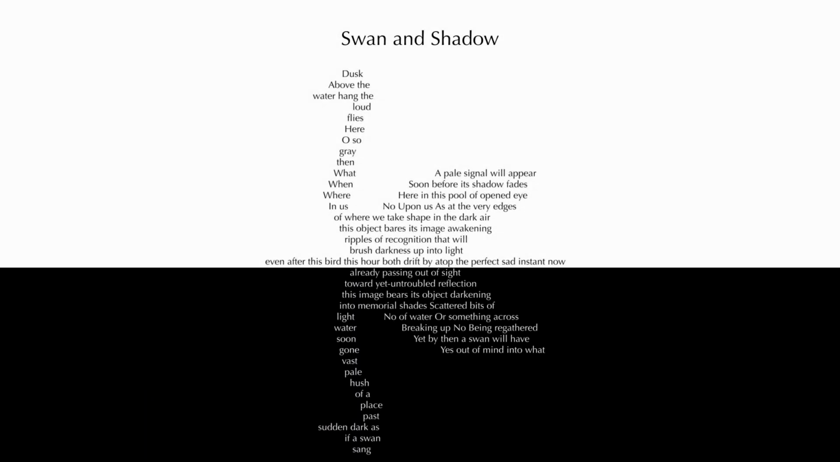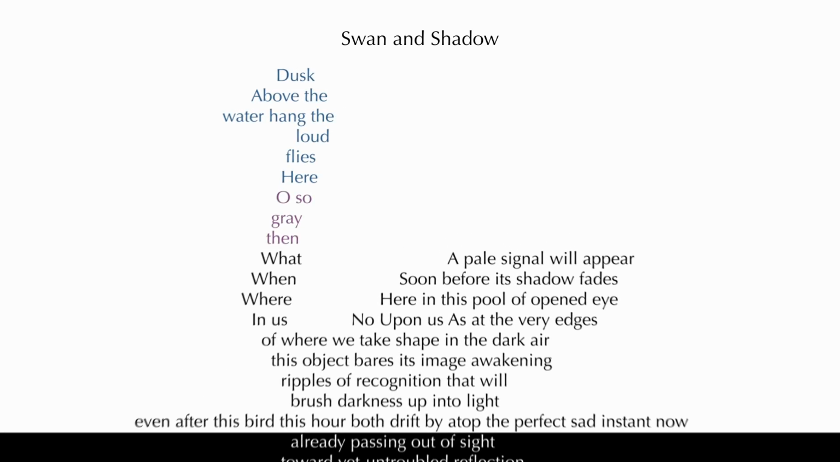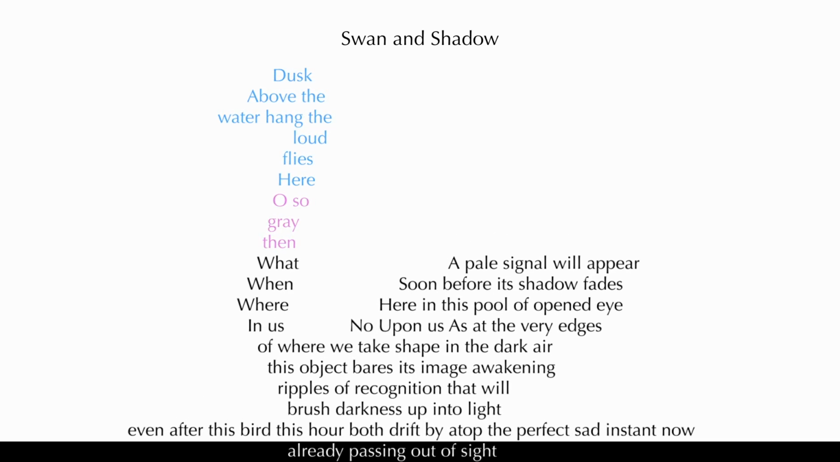The title of John Hollander's Swan and Shadow tells you quite literally what the letters visually depict. You start at the top of the head with dusk and read left to right downward until you get to the top of the wings, at which point you read across the white space from neck to body. It reads, "Oh, so gray then." "What?" At the top of the wing, another speaker responds to what with, "A pale signal will appear."